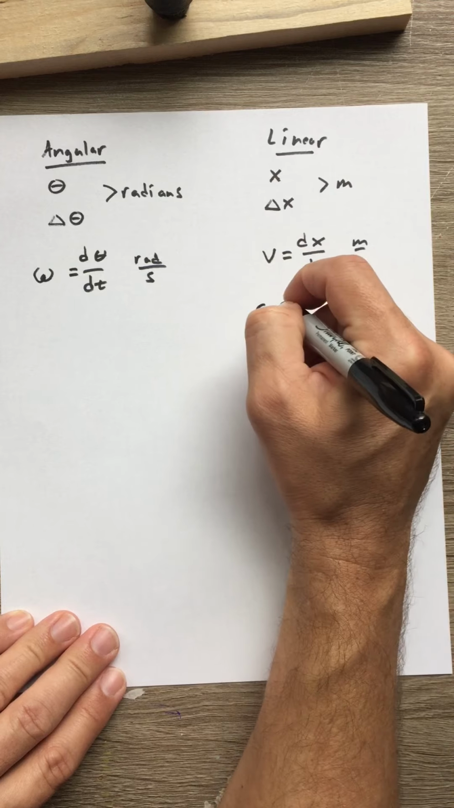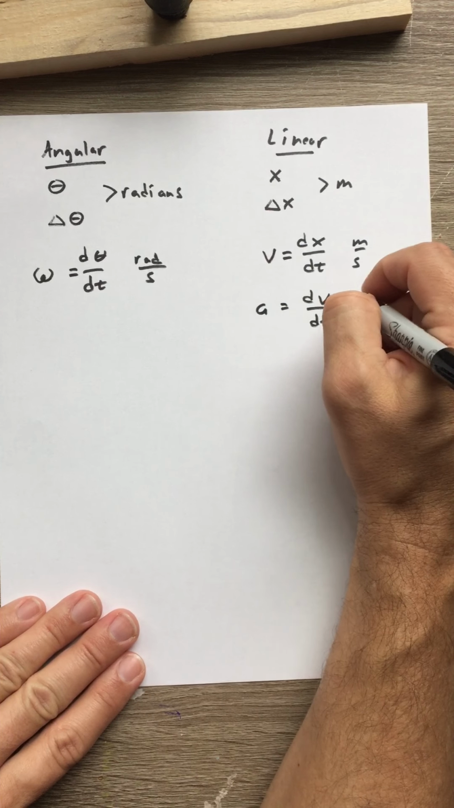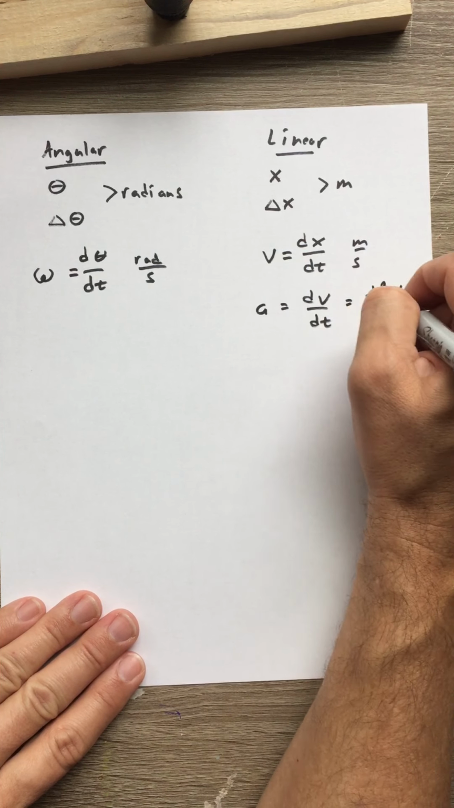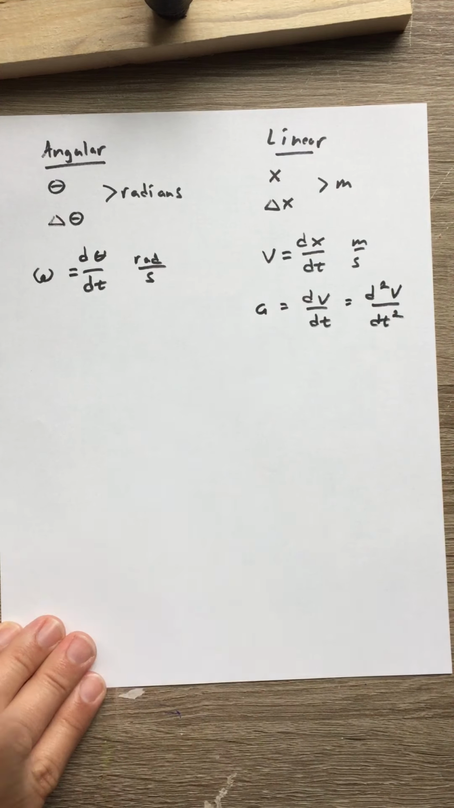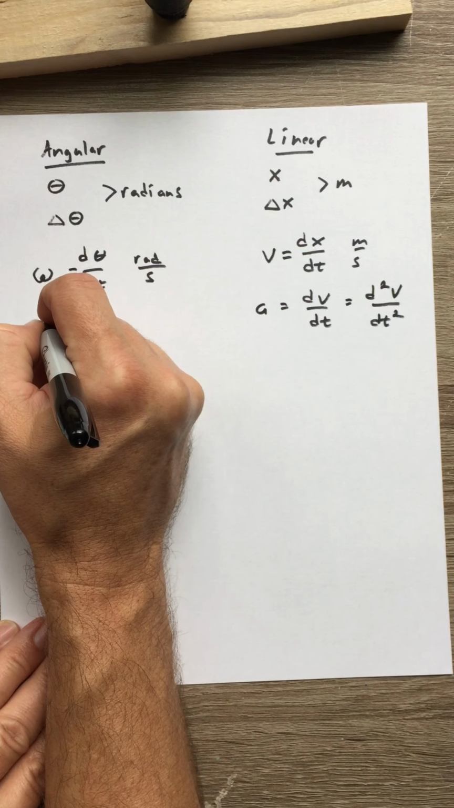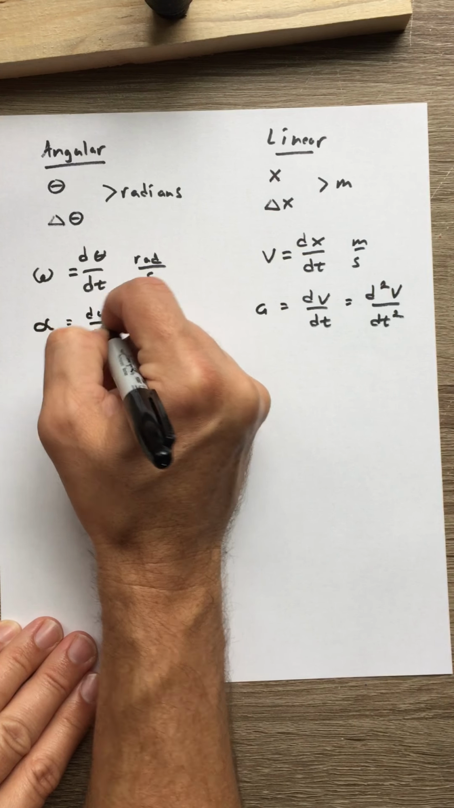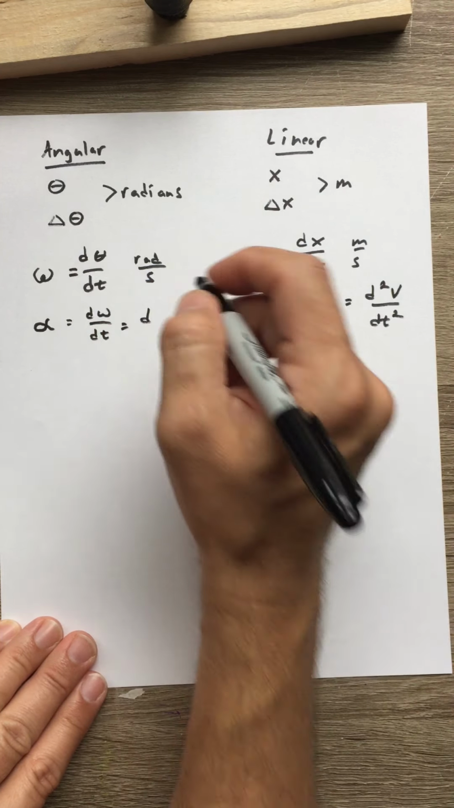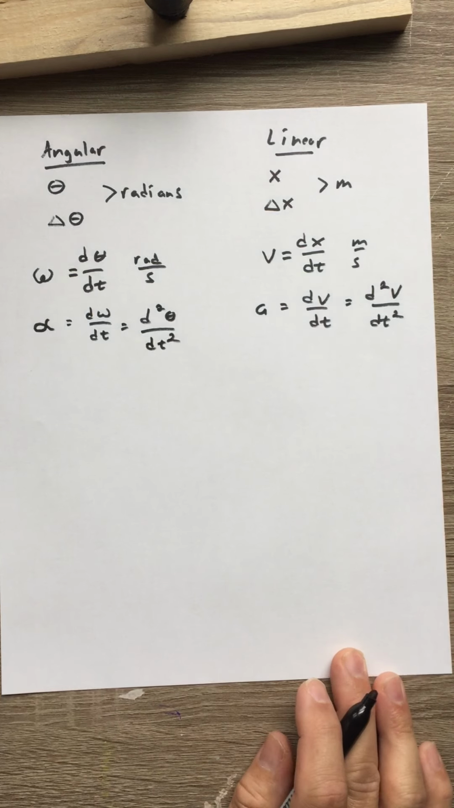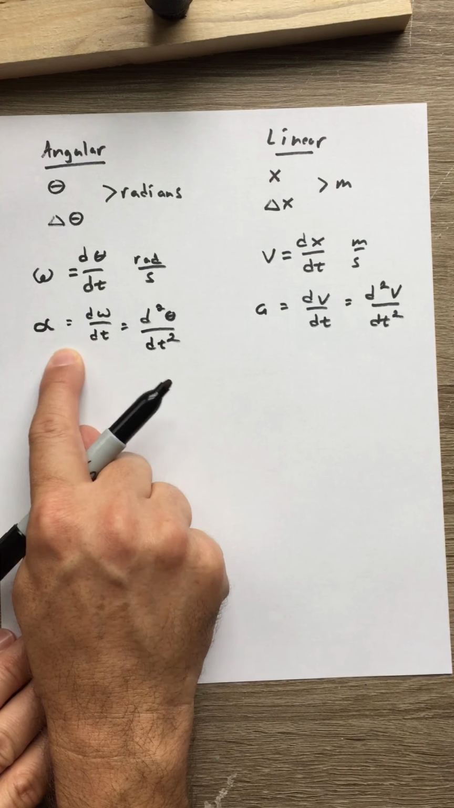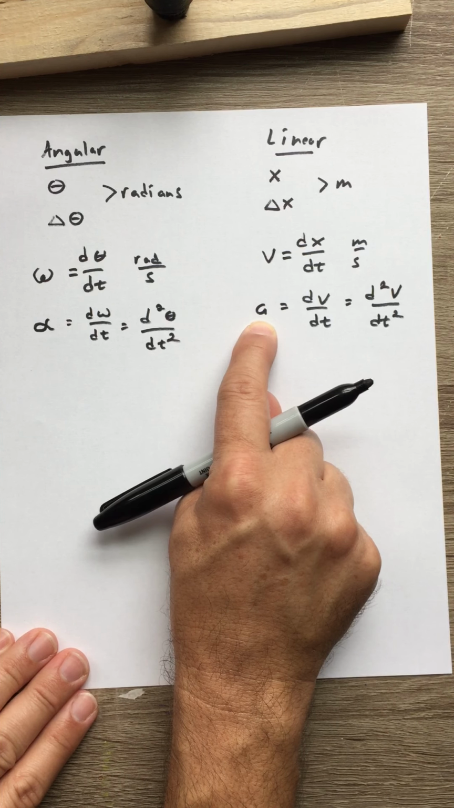We went farther, right? A is then equal to dv dt, or second derivative of position with respect to time. Okay? We need an angular acceleration. Again, using the Greek letters, I'm going to use an alpha, which is going to be equal to d omega dt, or second derivative of angular position with respect to time. D omega dt is my angular acceleration alpha. We had the linear acceleration a.